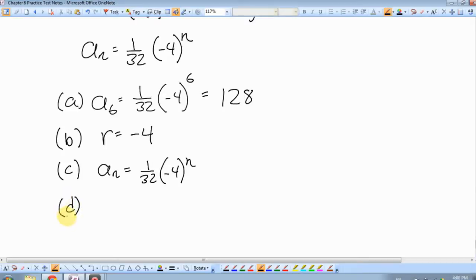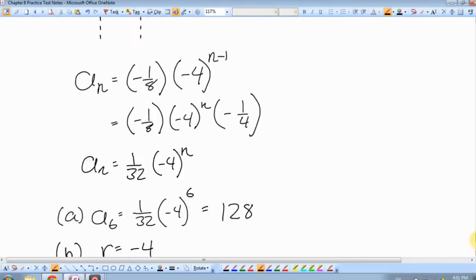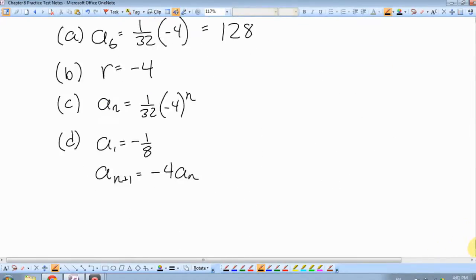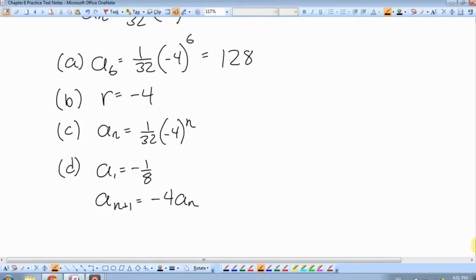D. What was the first term? Negative 1/8. Wait, hold on. I thought we were doing the recursive rule. It's just a_(n+1) equals a_n times negative 4. Is that right? Yes, I think. Well, that's not what it says in the answers, but then again the answers are all wrong. It's the same thing as the other one, where it just switches it around.